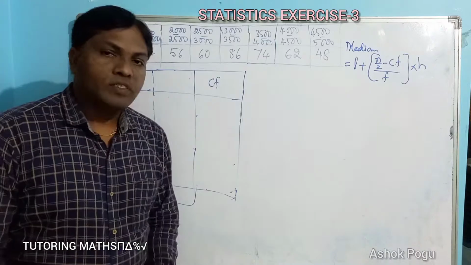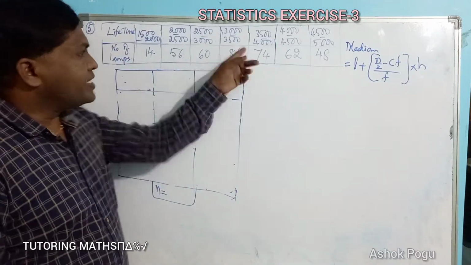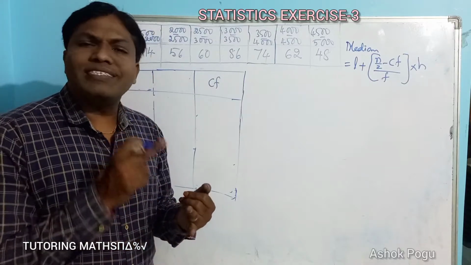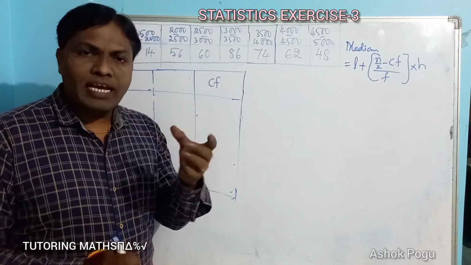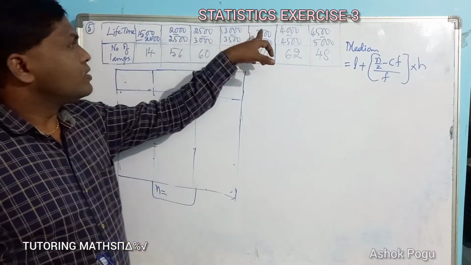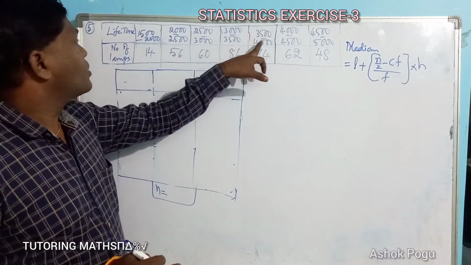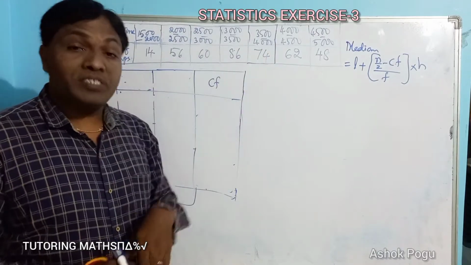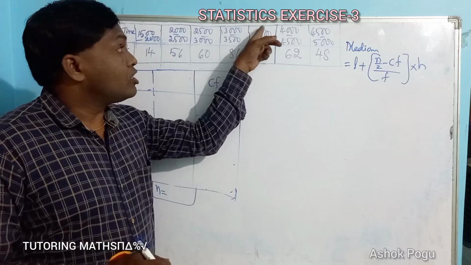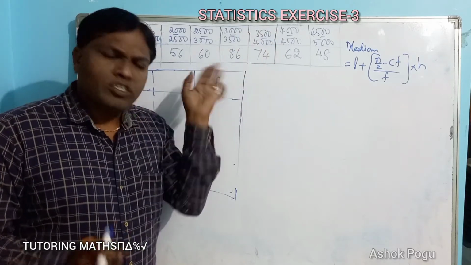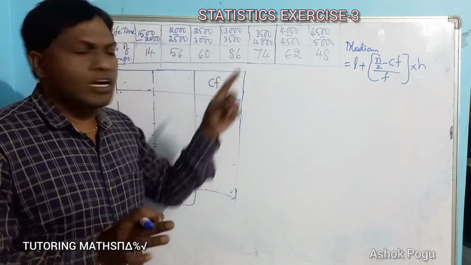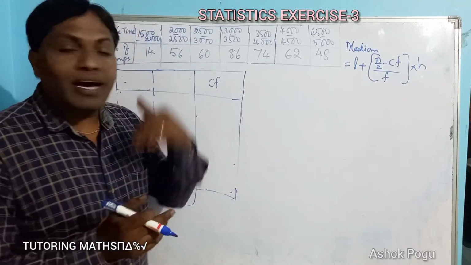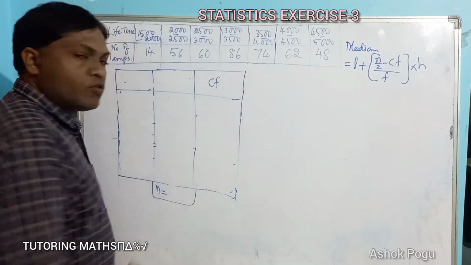So let's continue to the next. Yes, this is question number 5. This is the data about neon lamps. What is the lifetime of neon lamps in hours? 3,500 to 4,000 hours. How many? 74 lamps have a lifetime of 3,500 to 4,000 hours. So it's very clear. This is data about the lifetime of neon lamps, 400 neon lamps. So n is equal to 400.